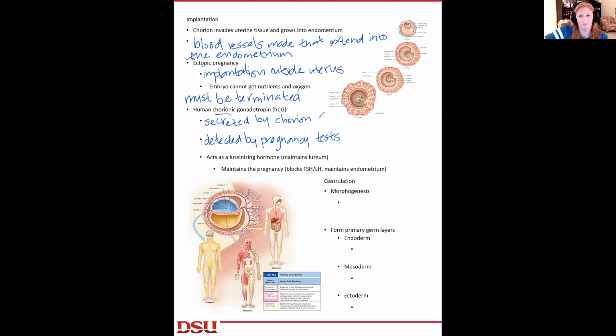by the chorion at about 3 weeks. Again, this is the third week of pregnancy, the third week from fertilization. So HCG acts as a luteinizing hormone. In other words, it maintains the corpus luteum, which is going to continue the pregnancy, and it's going to keep the endometrium healthy, and it prevents the regular menstrual cycle from taking place.